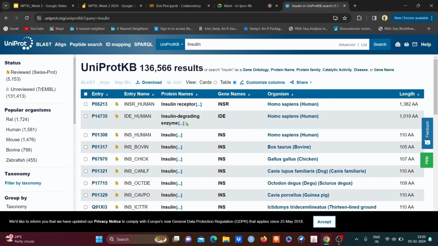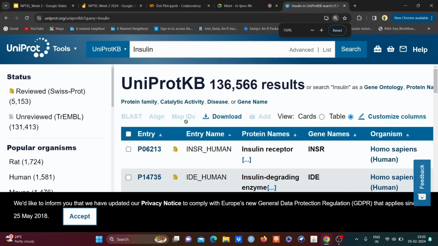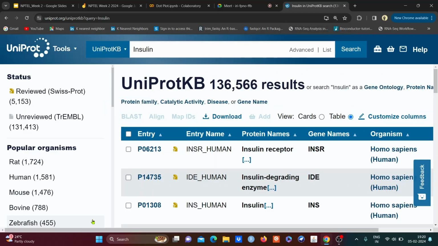So let's shift our focus to the left side tab. First thing on the left side tab we have is status. Under status we have reviewed and unreviewed, which are part of SwissProt. So we have a question on this. SwissProt consists of manually reviewed entries. This is automatically reviewed.